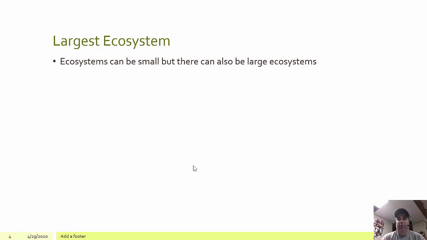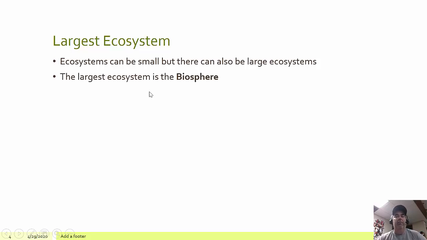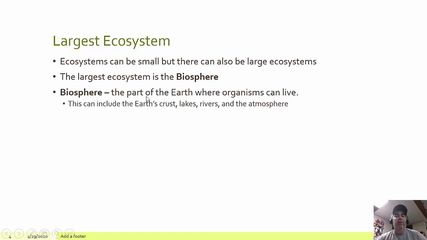Ecosystems can be large ones, or there can also be small ones. So, larger ecosystems and smaller ones. But the whole entire ecosystem that is on Earth is going to be called the biosphere. The biosphere is the part of the Earth where organisms can live. Basically, that's almost the whole Earth.